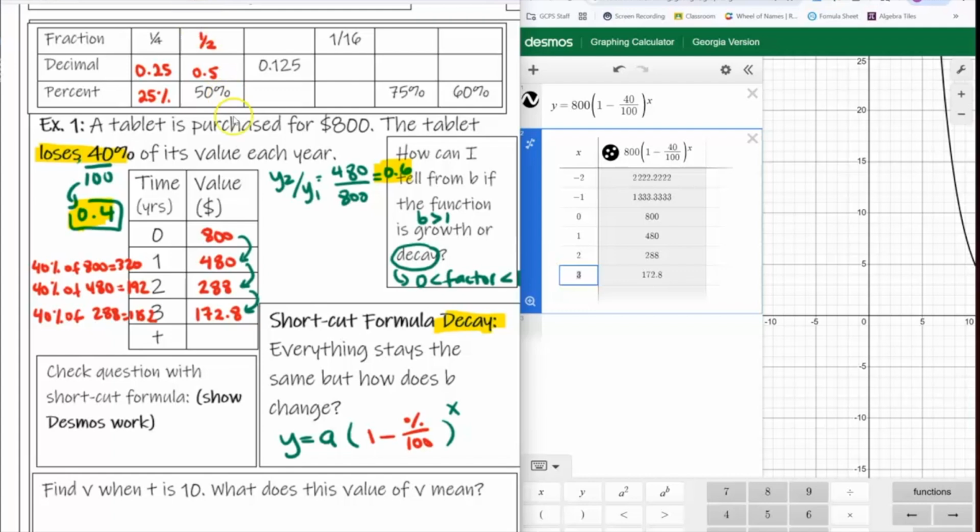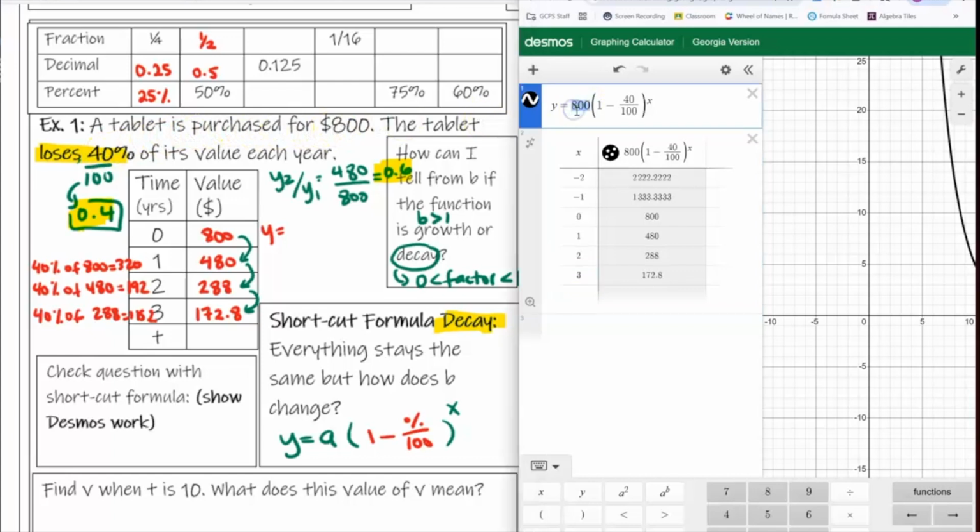Now we're going to check this out to make sure it works. Let's assume we have the exact same table and I don't want to do all of this work. So I'm going to go y equals, and I'm trying to answer this question. A tablet is purchased for 800. I know that's my beginning, so that's 800. All right, the tablet loses 40% of its value every year. So the word loses tells me it's decay. So I'm going to do 1 minus the percent, which is 40, divided by 100, because I need to convert the percent, and then to the power of x. And does that match what I have? Yes, it does.